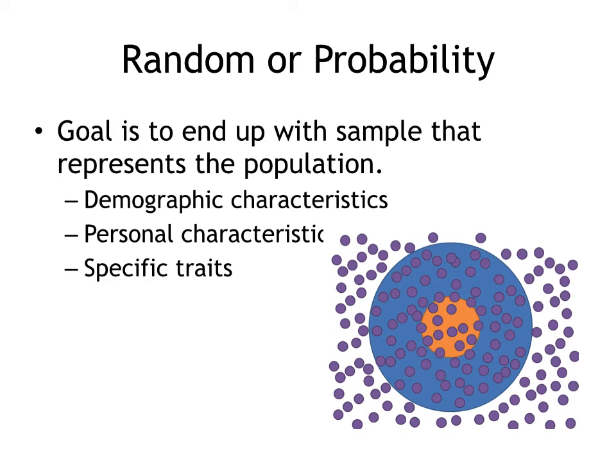Remember that I talked in an earlier lecture about the importance of variability. You want the variability in your sample to be roughly the same as the variability in your population, and then you can generalize your results out to your population.